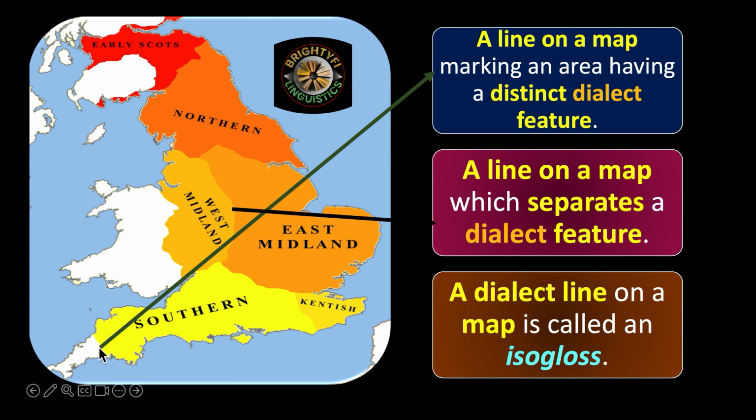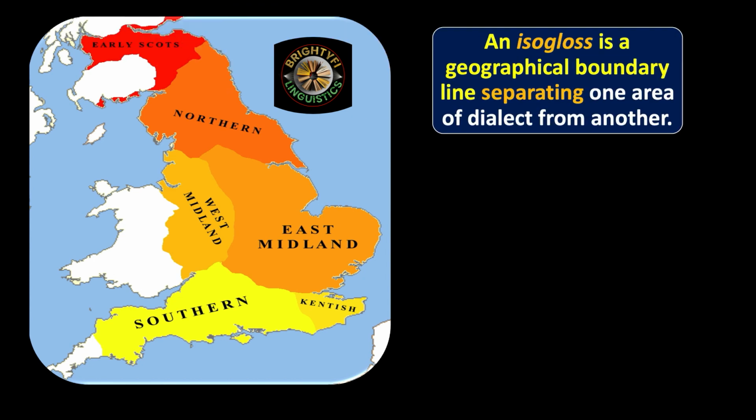Go to another dialect line, and this line separates West Midland from East Midland. Then another dialect line. This line separates Kentish from Southern dialect. Then we have this line that separates earlier Scots from Northern, and this is the line. So a dialect line on a map is called an isogloss. Look at this map again.